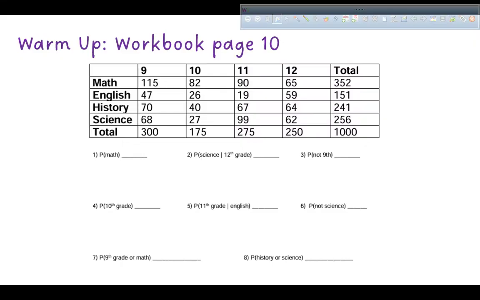Obviously, between now and Friday, we're going to review all of those things, okay? But probability is not one of those things we're going to spend time reviewing because we just did it, okay? So let me know if you have questions on this warm-up, but we're just going to kind of go through the answers here, all right?